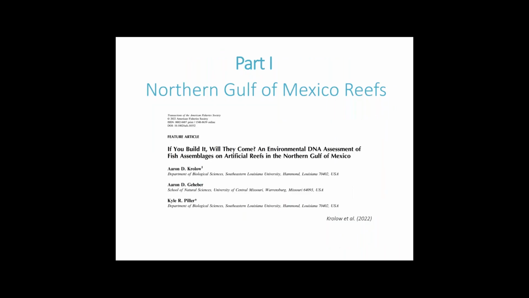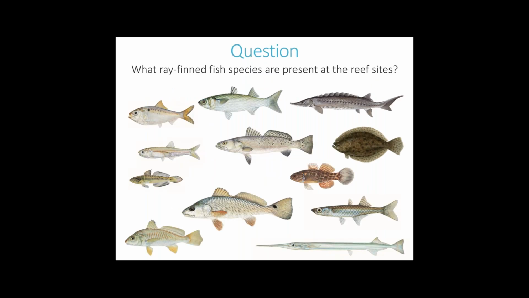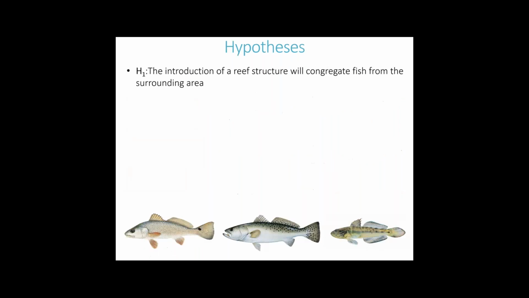So the first part I'm going to talk about focuses on the paper that we recently published in Transactions of the American Fisheries Society. This was conducted by my former student, Aaron Crollo. If anyone's interested, I can send a PDF, but it's available on the Transactions of the American Fisheries Society website. So this focuses on reefs in the northern Gulf of Mexico. So the big question we always have is what ray-finned fish species are present at these artificial reef habitats? And within that larger broad question, we had 3 specific hypotheses that we wanted to test.